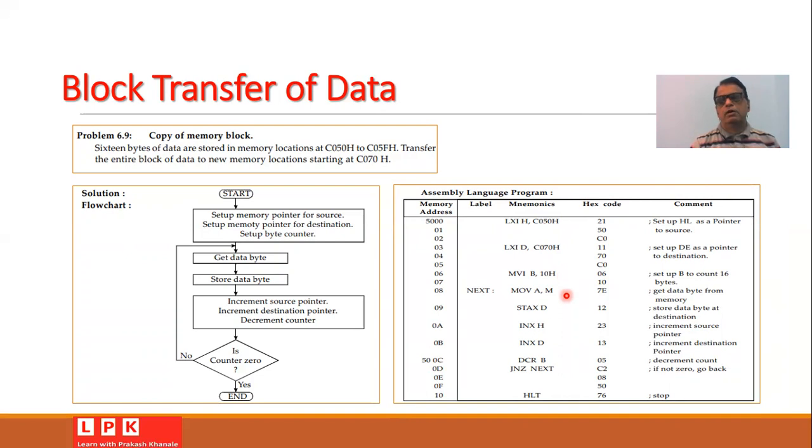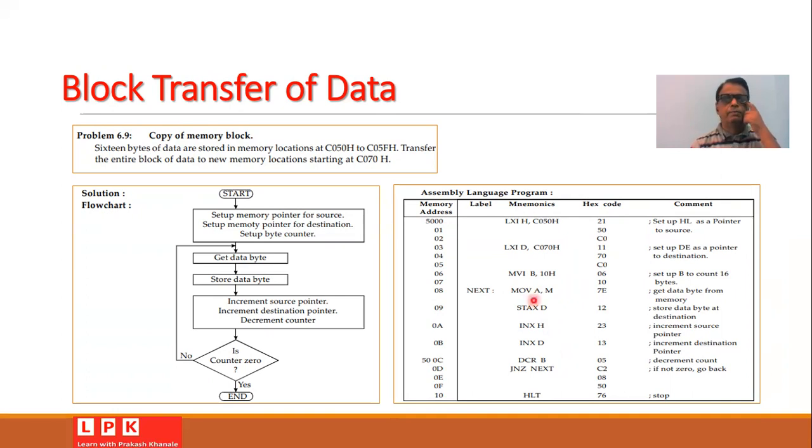Then we will move the first element from the memory to the accumulator: MOV A, M. That is, we will get the first number and store it at the destination by using the instruction STAX D. Then we will increment the HL pair with INX H, and we will increment the DE pair. We will decrement the counter by DCR B. We will check if the counter is equal to 0. With JNZ, jump if not zero, we will go for the next number.